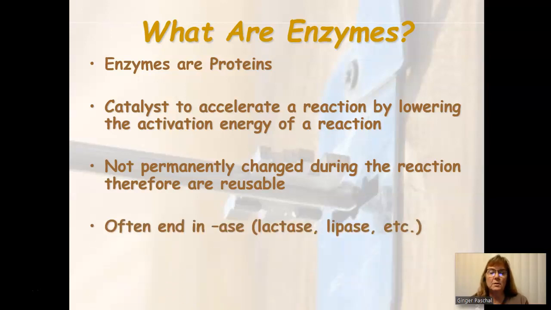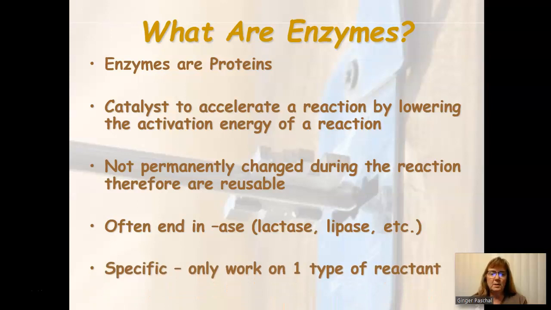Names of enzymes oftentimes end in ASE, like lactase and lipase. If you think about those two types of enzymes, you can kind of figure out what they do. So lactase, if you know anybody who's lactose intolerant, that means that they don't produce the enzyme lactase, therefore they cannot break down that milk sugar. And lipase actually breaks down lipids.